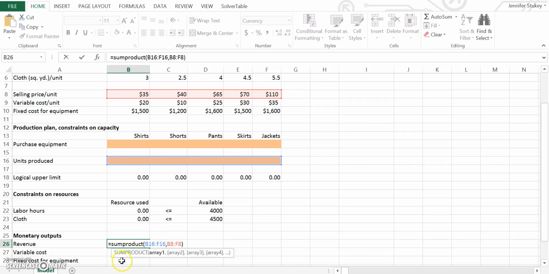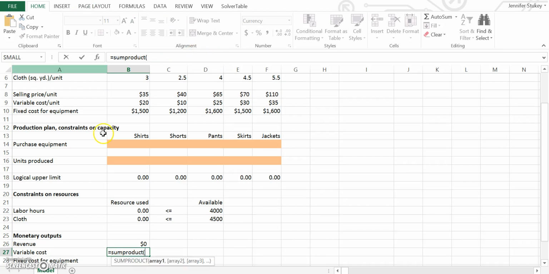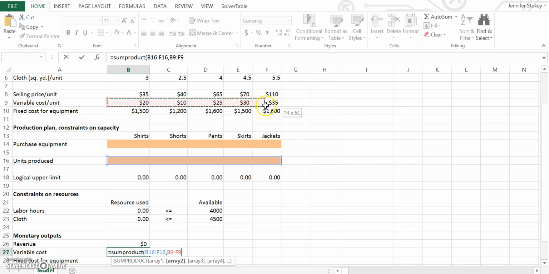You can make these absolute values and copy and paste, but I'm just going to show you what to grab. So the next one, our variable cost, is again going to be a sum product with the number of units produced as the first array, and then the variable cost per unit.